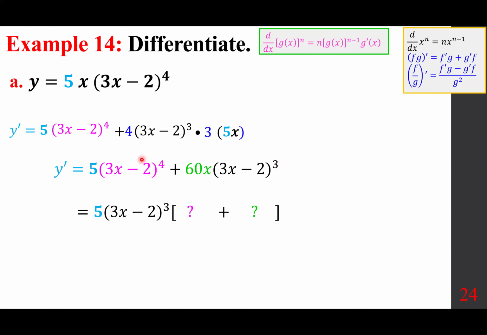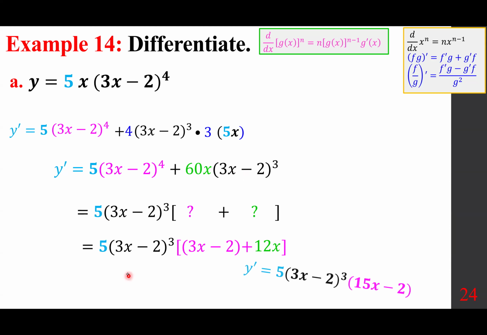When we divide this one by this one, it gives us 3x minus 2. When we divide this one by this one, this completely goes away. 60x divided by 5 gives us 12x. So we get 3x minus 2 from the first one, 12x from the second one, and obviously, these two add up to 15x minus 2. So the final answer is 5 times (3x minus 2) cubed times the brackets, the brackets, 15x minus 2.